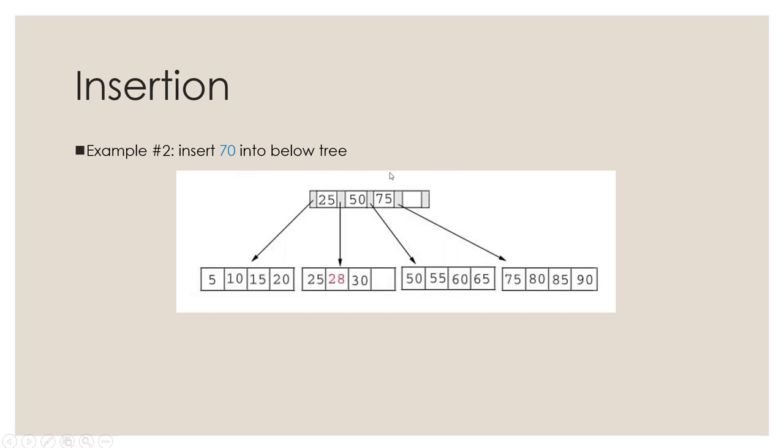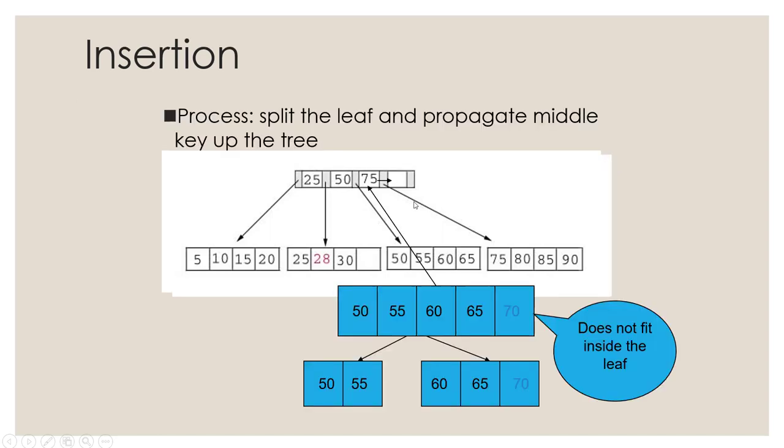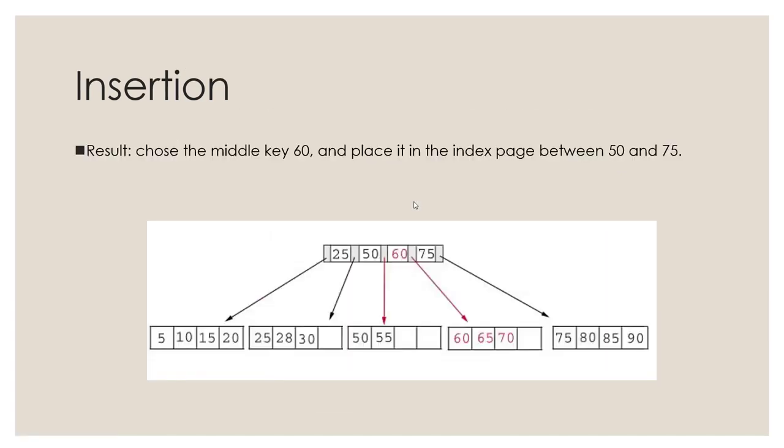Is there space for 60? Yes. So there is one space, and 60 goes between 50 and 75. So it's going to be 25, 50, 60, and 75. And based on the new index, we are going to rearrange. So anything between 50 and 60 go here, between 60 and 75 go here, and 75 and up will go here.